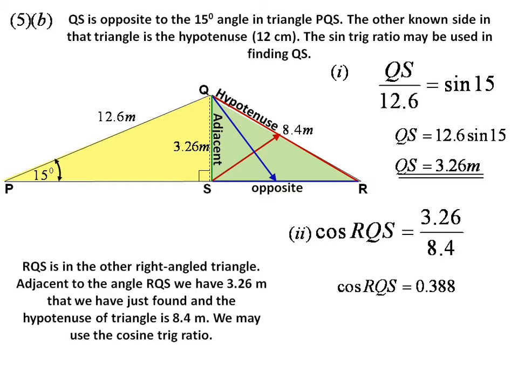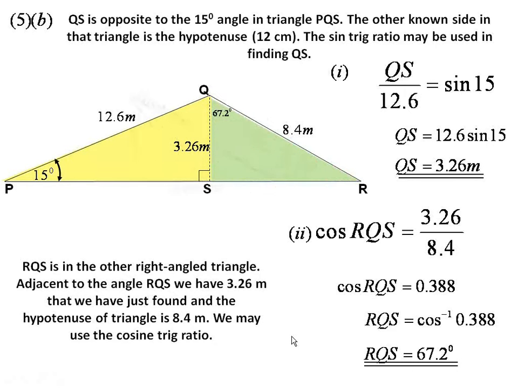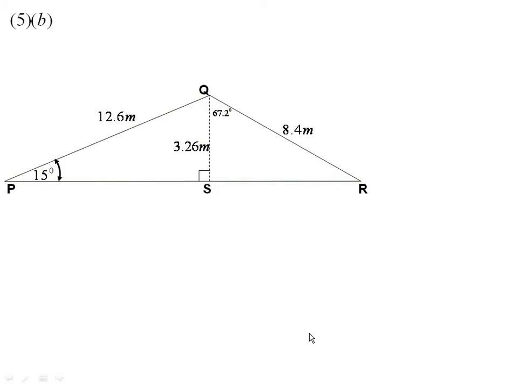In order to find RQS, we need to take the inverse of the cosine, which is the cos inverse of 0.388. So RQS is equal to cos inverse of 0.388, and what do we have that to be? RQS is 67.2 degrees. I'll place it right here, and in a few seconds we will have it quite clearly shown. So RQS is 67.2 degrees. There we have it.